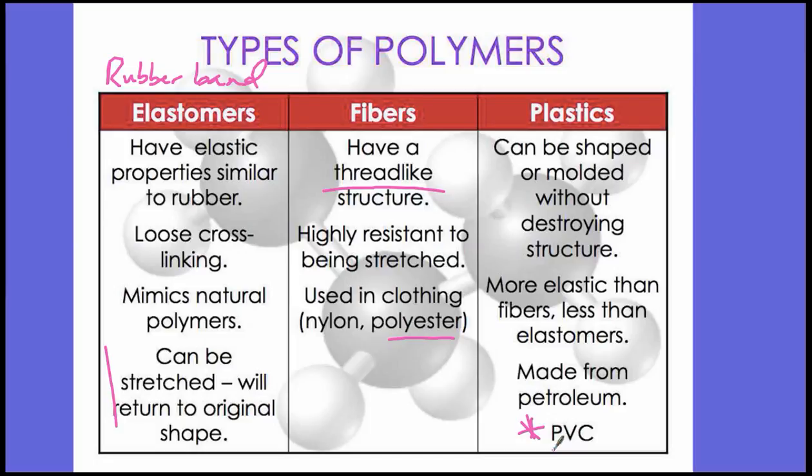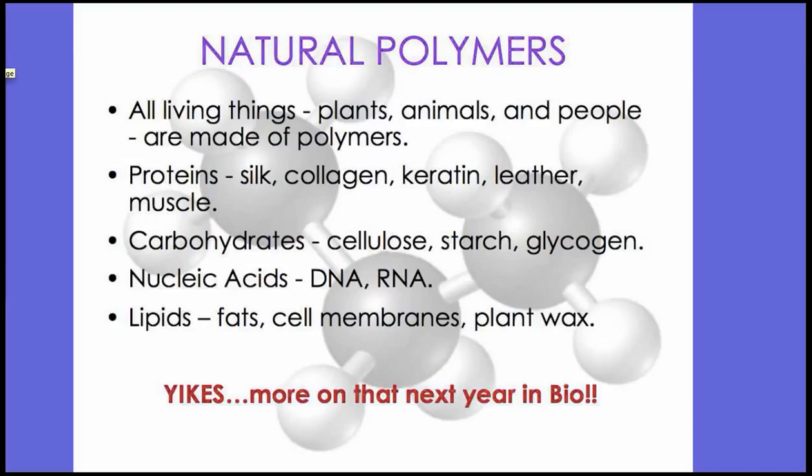So 3 types. Each of those 3 types have their natural and synthetic pieces that fall in there. What you really, really need to know for next year, you're going to study more of the natural polymers. Natural polymers are found in living things, plants, animals, people. Different types that you're going to study in bio. Proteins. What's silk? Where's it come from? Worms, silkworms. Silk is a brand. It's not a milk. Okay.